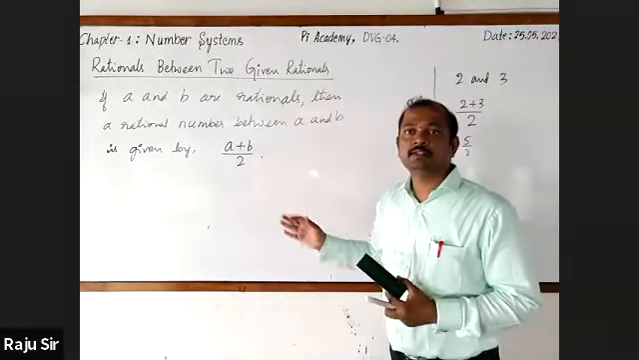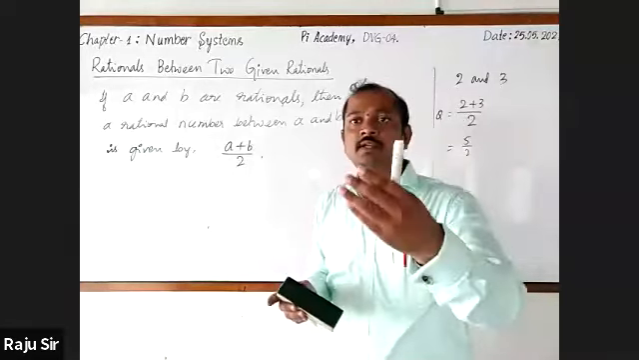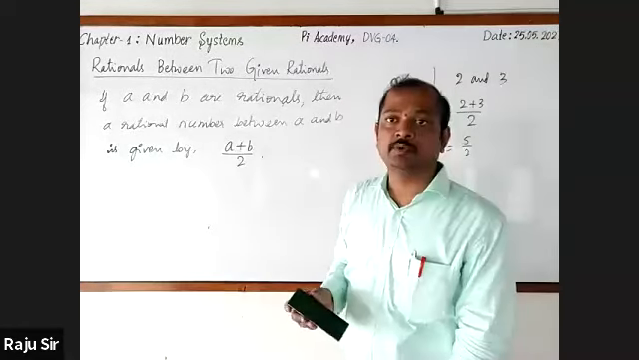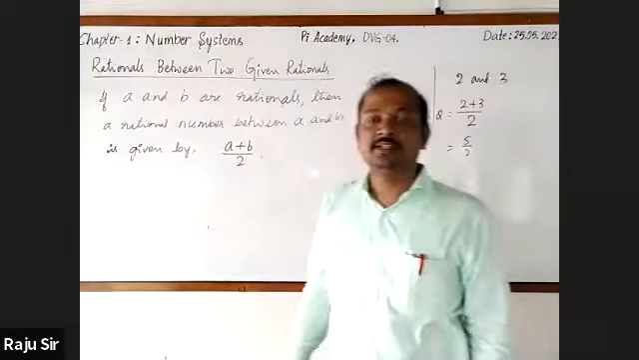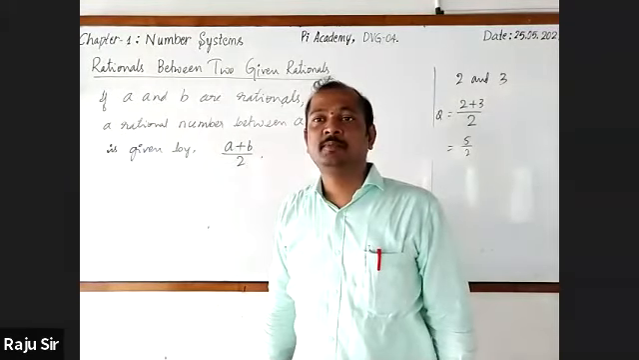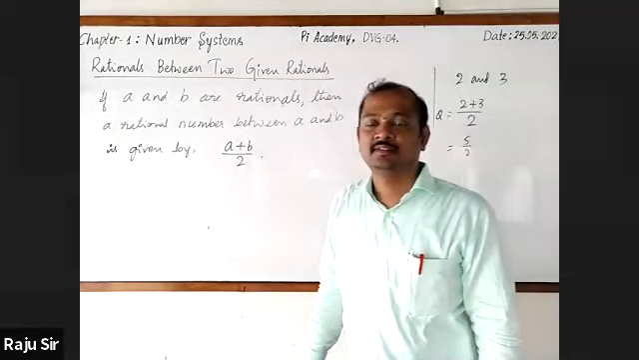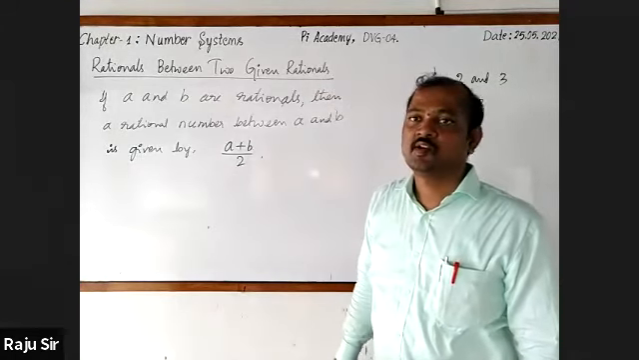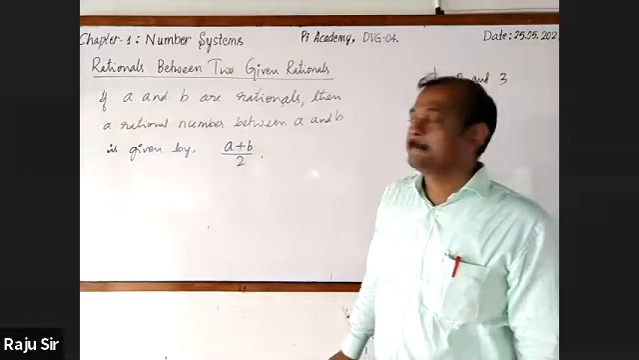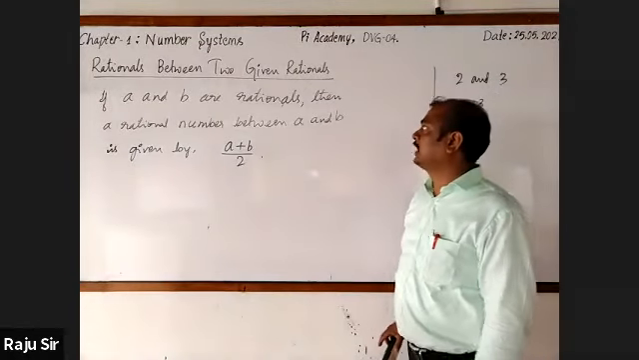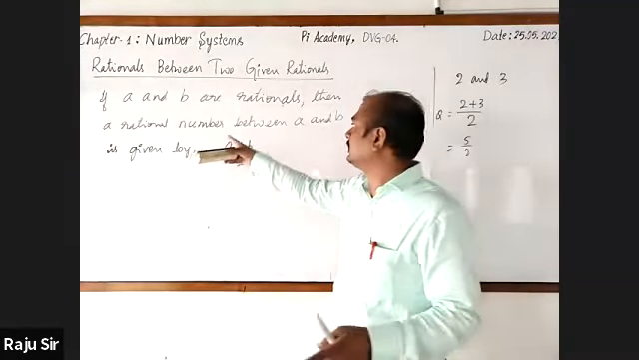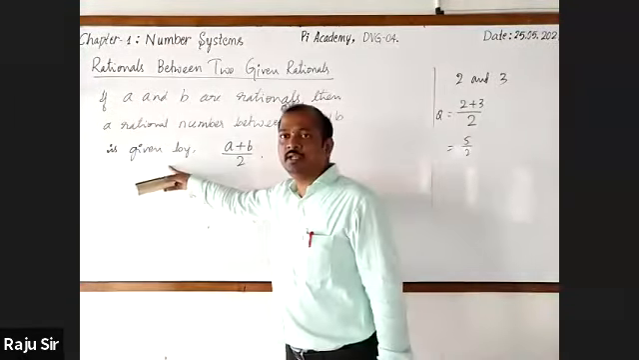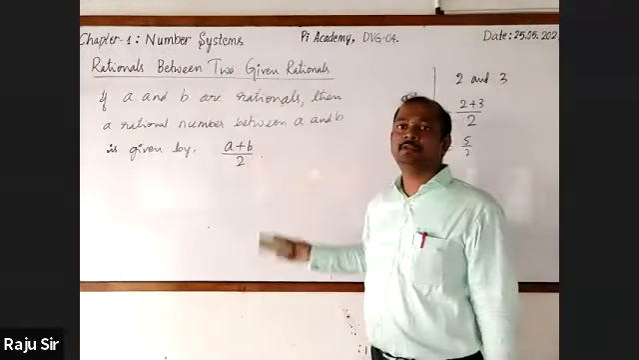Now we shall focus on worked examples, that is, the examples that are given in the textbook. Shall I repeat? Take less than a minute. If A and B are 2 rational numbers, then one rational number between the given 2 rationals can be written as A plus B by 2.